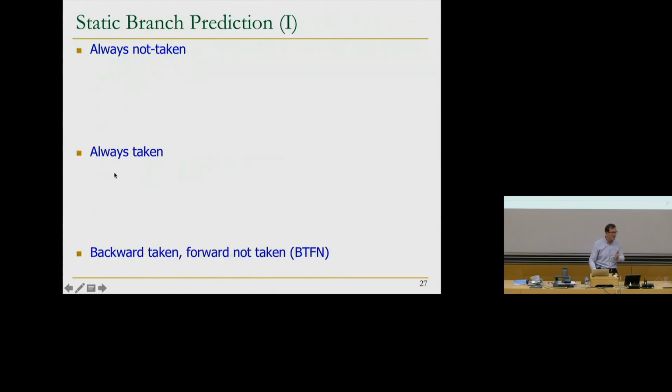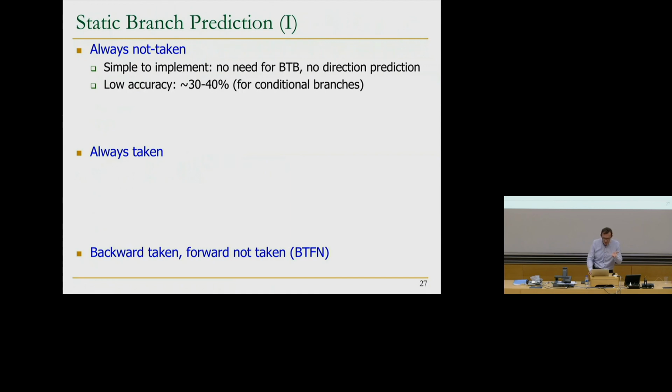We've seen always taken, actually. We've seen always not taken. So always not taken means the address of the next instruction fetch is equal to PC plus 4. So it's simple to implement. No need for BTB, no need for direction prediction. Hopefully that's clear. Now, unfortunately, it's low accuracy, as I said. For conditional branches, you get 30 to 40% accuracy. It turns out people have done a lot of studies and they figured out most of the branches are taken. Why? Because a lot of the branches are actually loop branches. If you have some loop that you're executing a lot of the times, that's usually taken.